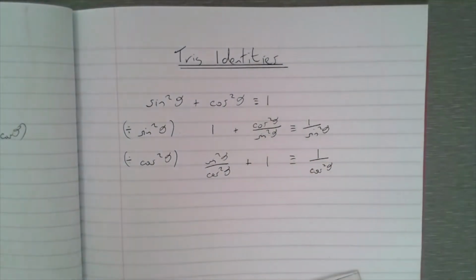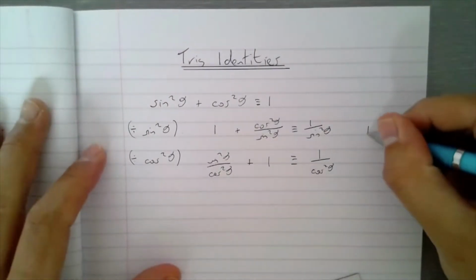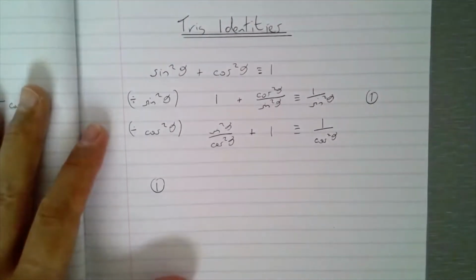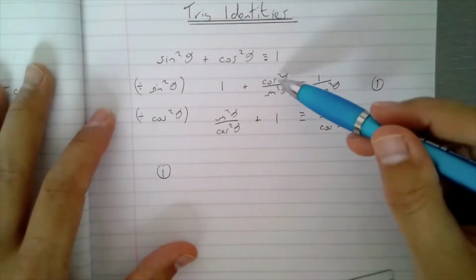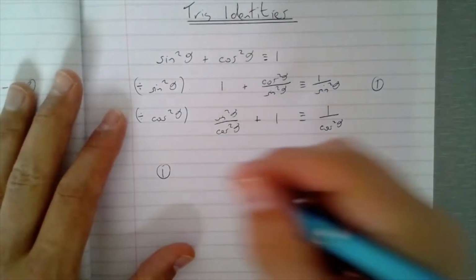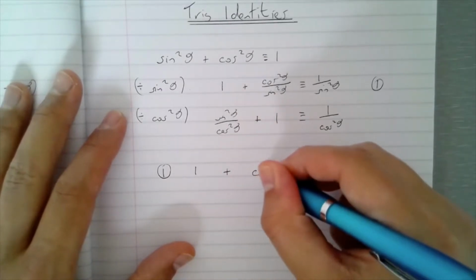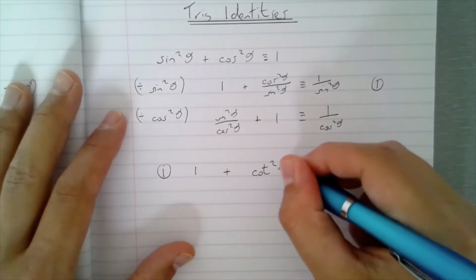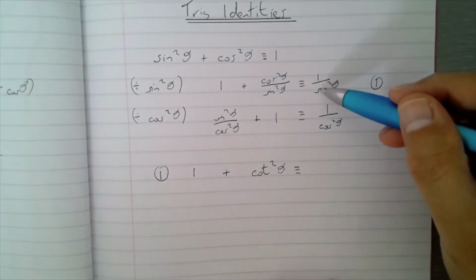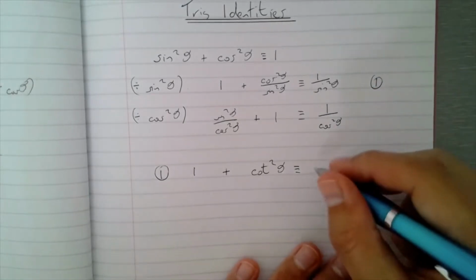And I'm hoping that a lot of you have gone one step further. So this top one here, let's call it number 1. If you think about what you've got in number 1, you've got cos squared over sine squared, which is cos over sine all squared. Cos over sine is cot. So that first one is actually equal to 1 plus cot squared theta is equivalent to 1 over sine squared. 1 over sine is cosec, so 1 over sine squared is cosec squared.